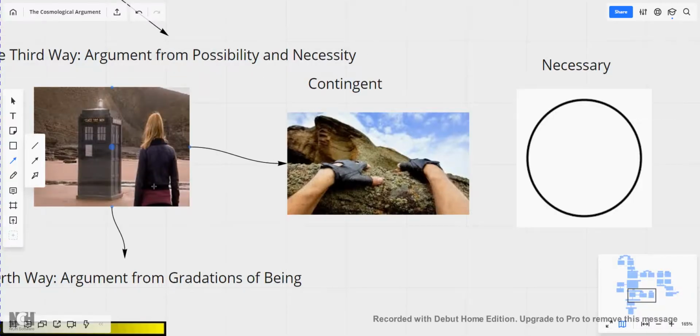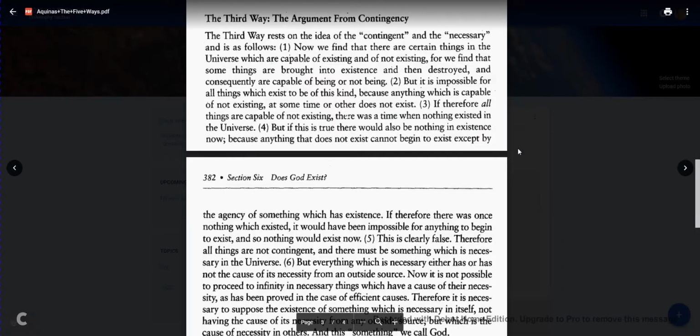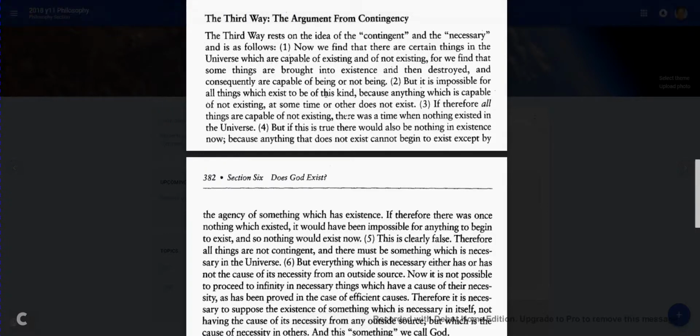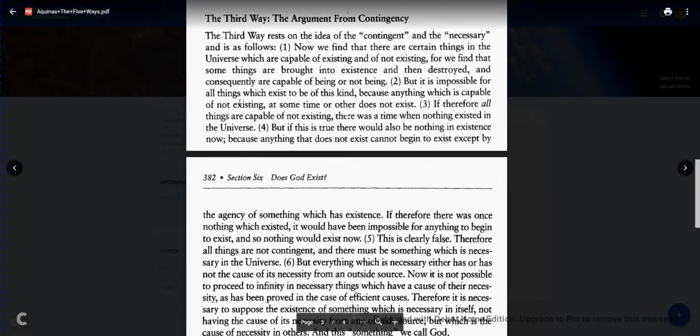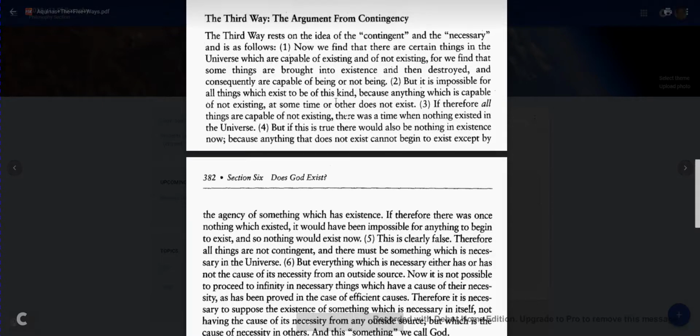Here he is. So, capable of existing and not existing. For we find that some things are brought into existence and then destroyed, and consequently are capable of not being or being. But it's impossible for all things which exist to be of this kind, because anything which is capable of not existing at some time or other does not exist.